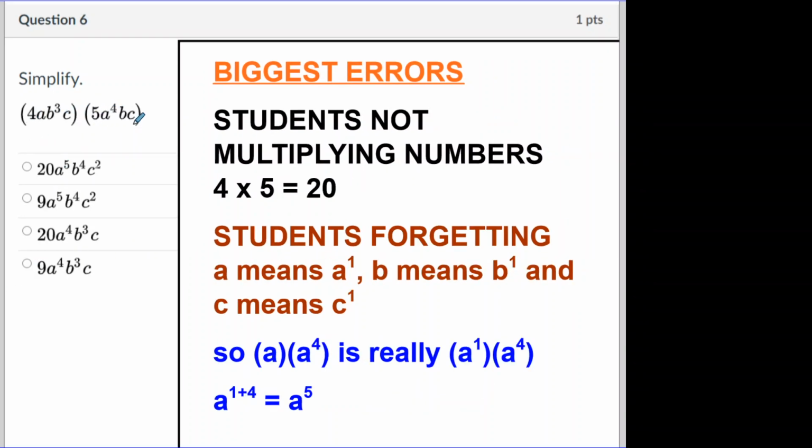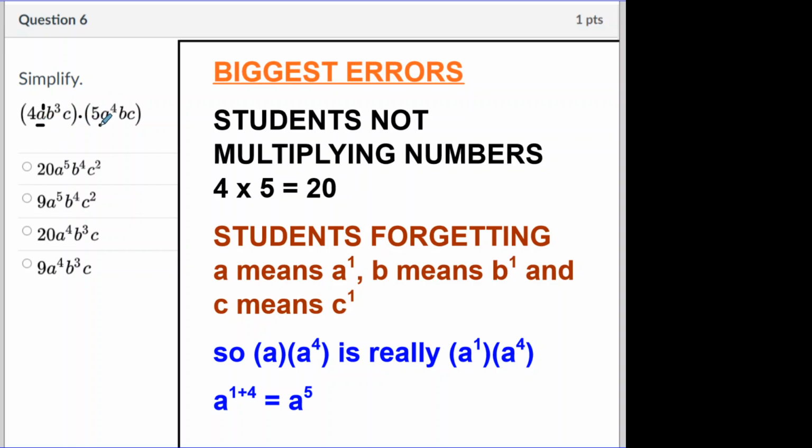As it got more complicated, still the same thing. Too many people did 4 add 5 is 9. You're just doing 4 times 5 here because this is, again, a multiplication question. There's no addition sign in between here. When you're adding the exponents, people did forget that no exponent doesn't mean 0, it actually means 1.